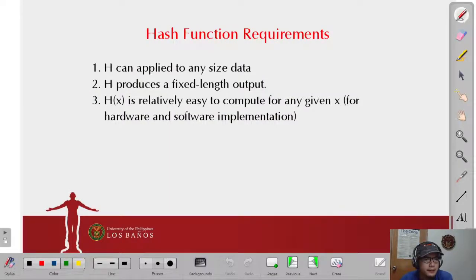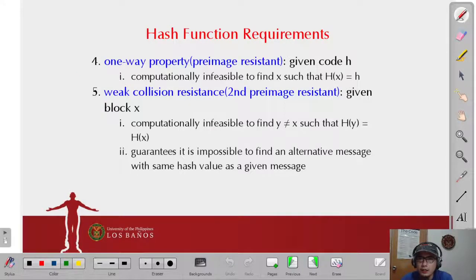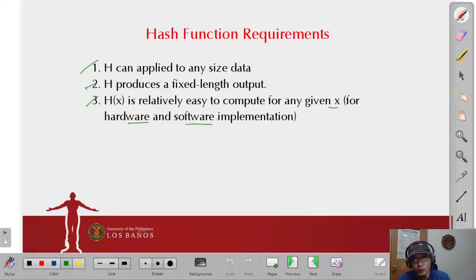So some characteristics of the hash function requirement. The idea here is that the hash function can be applied to any size data. H produces a fixed length output, and H of x is relatively easy to compute for any given x, for both hardware and software implementation. So these are the main requirements if you're going to use a hash function. No, we have more actually.